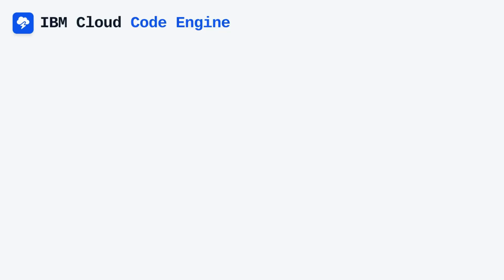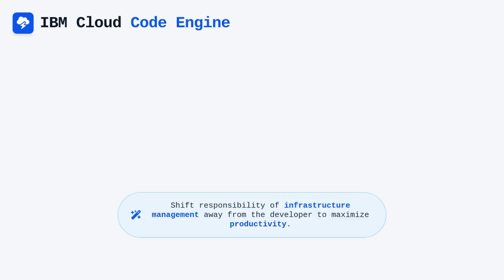When we talk about serverless computing, we are essentially discussing an architectural pattern that shifts the responsibility of infrastructure management away from the developer. IBM Cloud Code Engine operates as a fully managed platform that allows you to deploy source code, container images, or batch jobs without manual intervention.